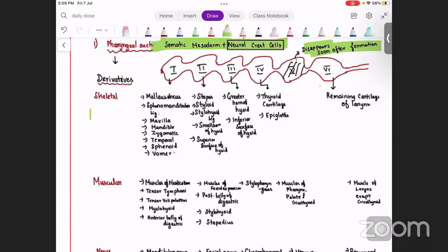The skeletal derivatives of your pharyngeal arch 1 are malleus, incus, the sphenomandibular ligament, and then maxilla, mandible, zygomatic, temporal, sphenoid, and vomer. How I used to remember is that we have multiple M's.